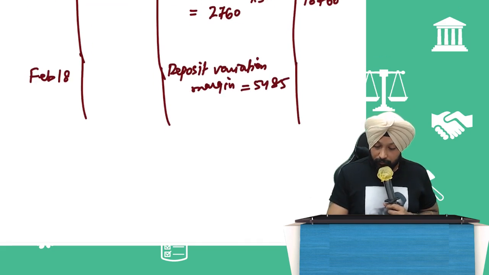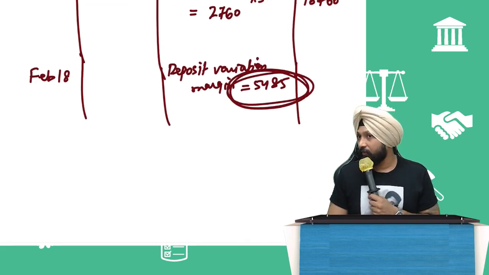Okay, guys, listen now. We are doing something very, very important now. Okay, this I told you guys. There is a variation margin of 5485.